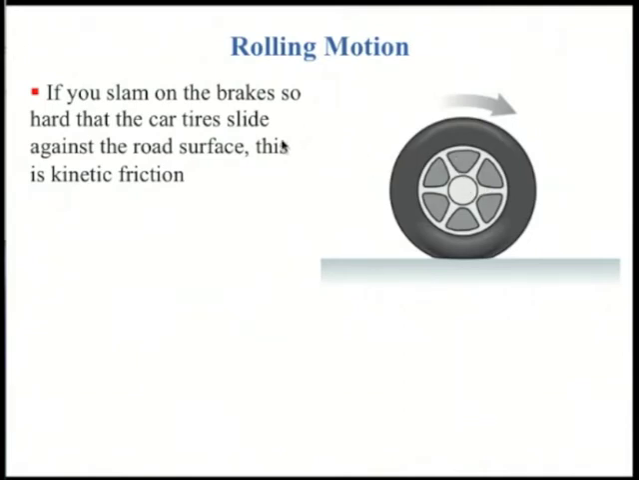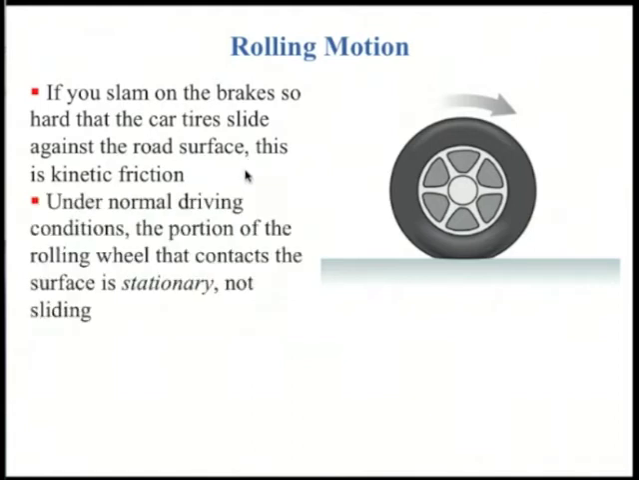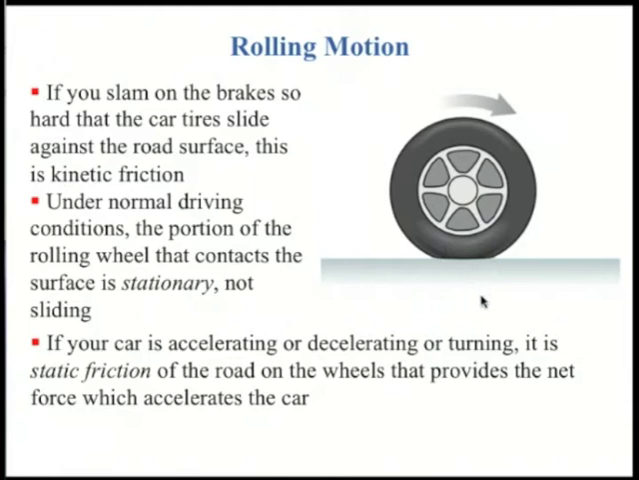If you slam on the brakes of the car so hard that it starts skidding and screeching along, then this would be kinetic friction of your wheel on the road. Under normal driving conditions, the tire is rolling so that as it rolls, the bottom portion of the rolling wheel that contacts the surface is stationary. It's not sliding. So if you're speeding up with your car or turning or decelerating, it's actually static friction of the road on the wheels that provides the net force which accelerates the car.